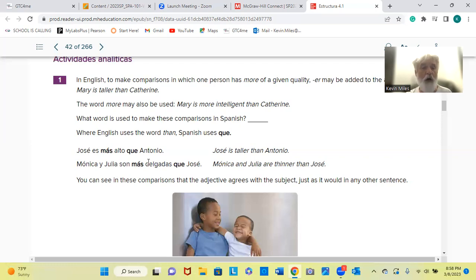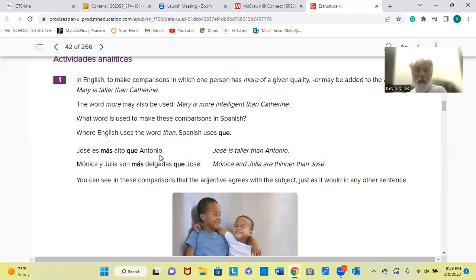Jose is taller than Antonio. The word for tall is alto. All right. And so Jose es más alto. We use the masculine singular form. Jose is masculine and singular. So this is why we use Jose es más alto que Antonio.